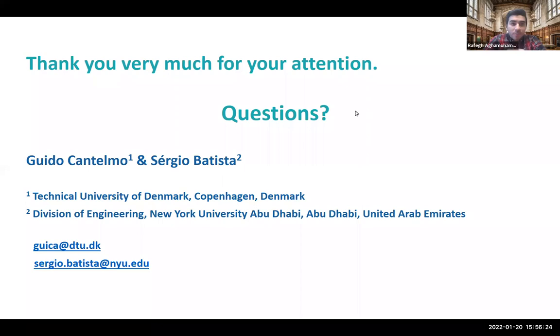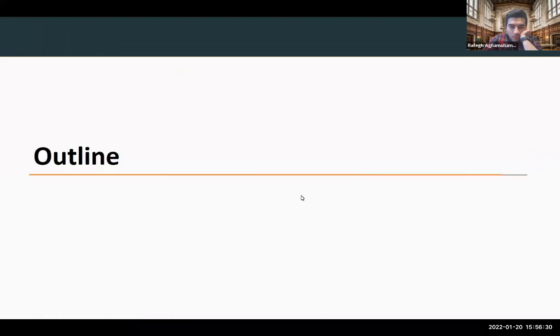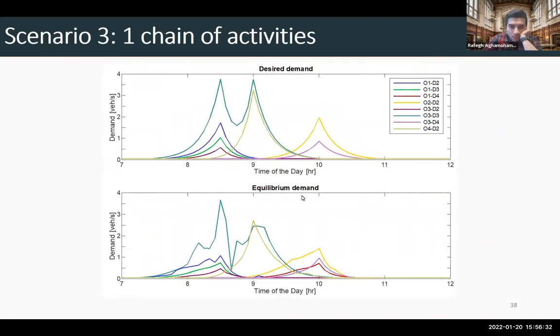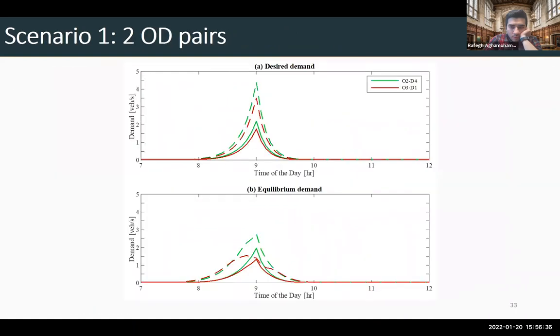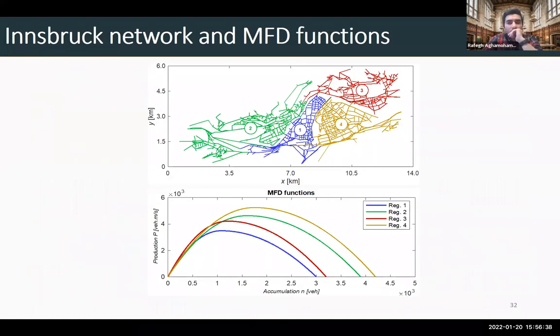So let's see if anyone has a question. I have a few questions myself. Can you please go to slide 32? Yeah. So here I see you have divided the network into four zones. Is that partitioning static or dynamic?